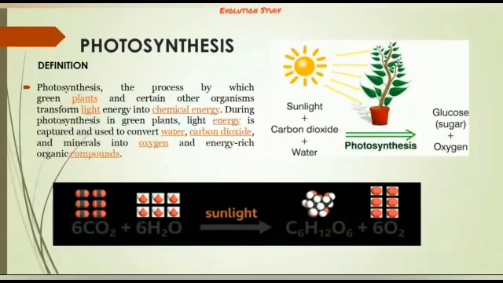Photosynthesis. By definition, photosynthesis is the process by which green plants and certain other organisms transform light energy into chemical energy. During photosynthesis in green plants, the light energy is captured and is used to convert water, carbon dioxide and minerals into oxygen and energy-rich organic compounds.